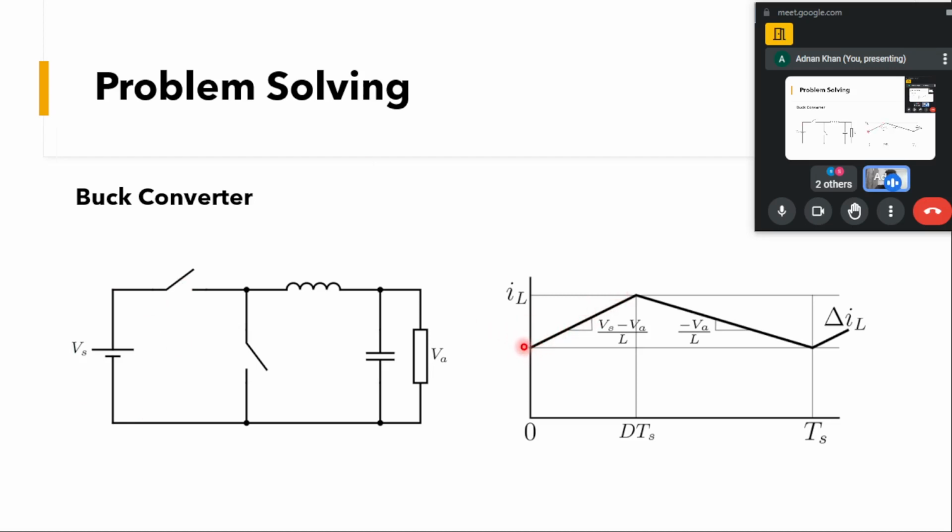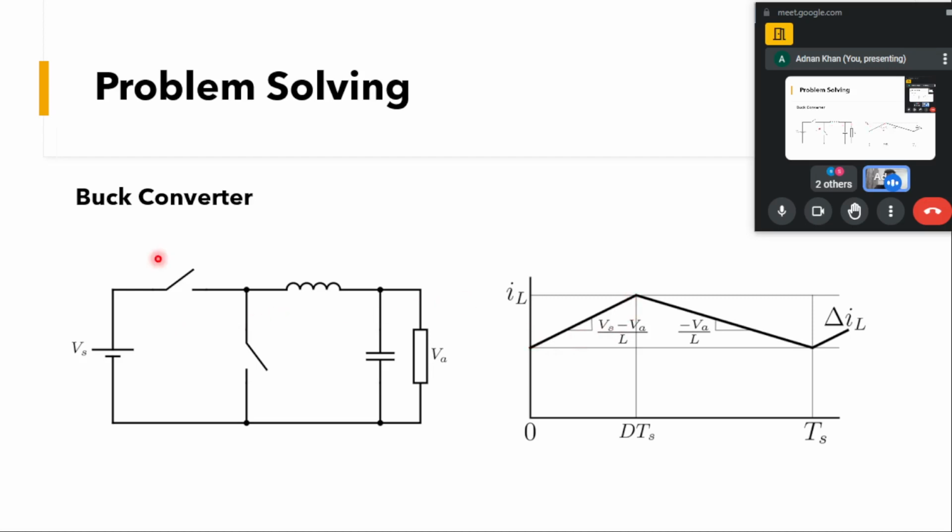We have taken the continuous conduction mode, from some minimum value to some maximum value. Current starts to rise, and the slope of this current will be given by Vs minus Vo divided by L, and this slope is positive, and as such the current will start to rise up to this maximum point.